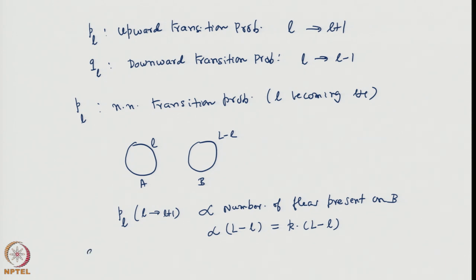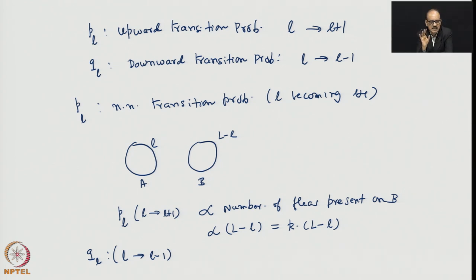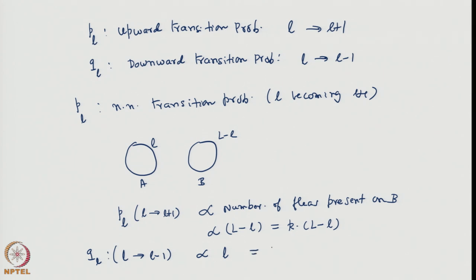So the upward transition probability is proportional to the number of fleas which is present on the other animal. Now let us discuss what is Q_l, that is the probability of transiting from l to l minus 1. The mechanism is the same. Randomly a flea just leaves one animal and moves over to the other on its own free will. So if that is the model and it has no preference between A and B, then the probability that one flea will leave A is the same epsilon which I mentioned for that being on B. Hence, since there are l such fleas, the probability that any one of them will leave is l times that epsilon. So basically, it should be proportional to l. The number of fleas present on A will virtually determine the probability that one of them will leave. So converting the proportionality to an equation, we can write it again as k into l.